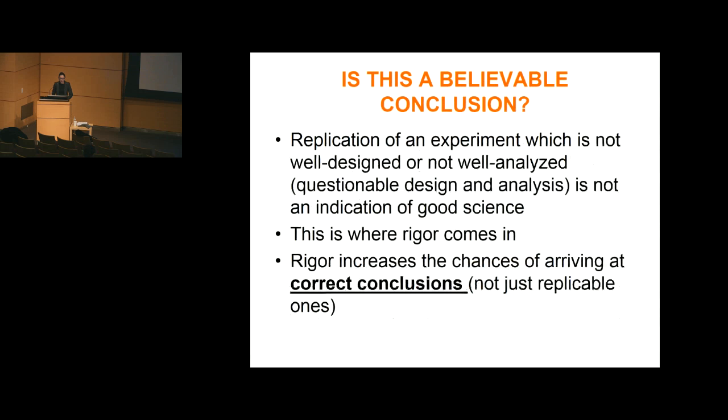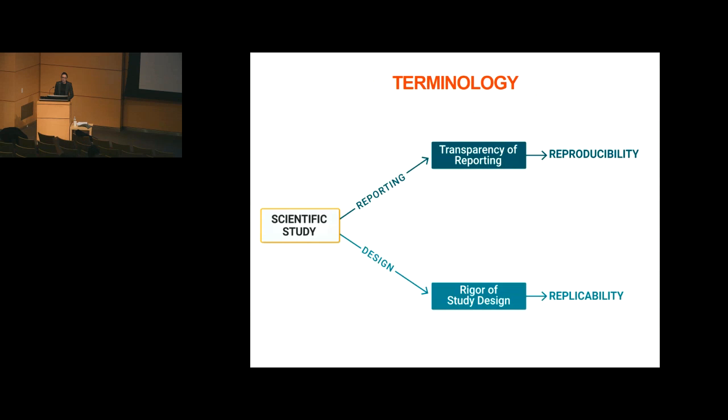the treatment works? So replication of an experiment which is not well designed or well analyzed, here both the design and the analysis are questionable, is not an indication of good science. This is where rigor comes in, that rigor increases the chance of arriving at the correct conclusions, not just replicable ones. So this is going back to the previous diagram where reporting affects transparency and reproducibility and design affects rigor and replicability.